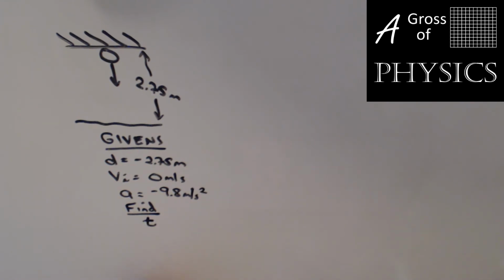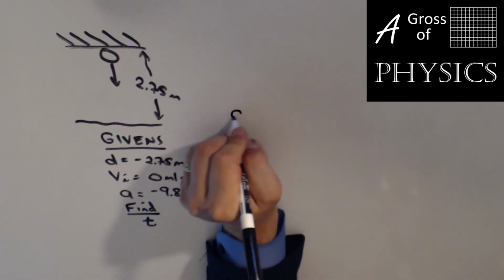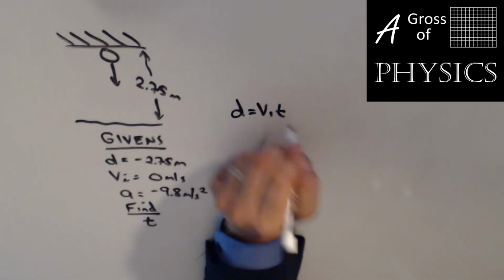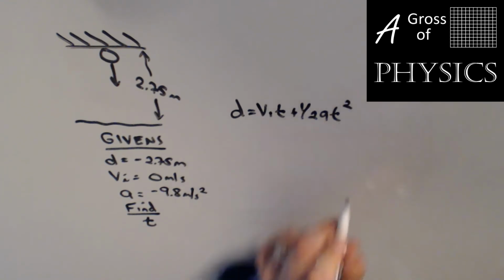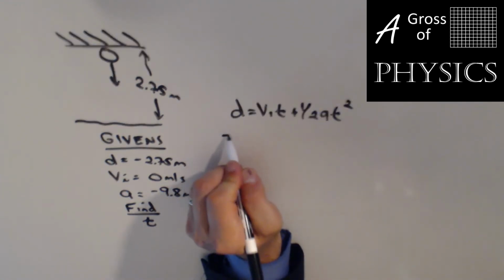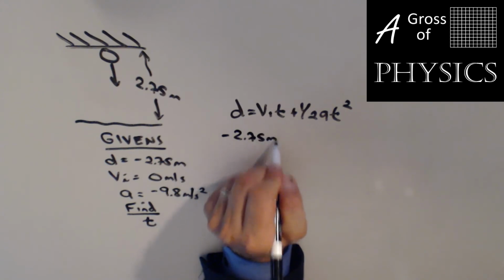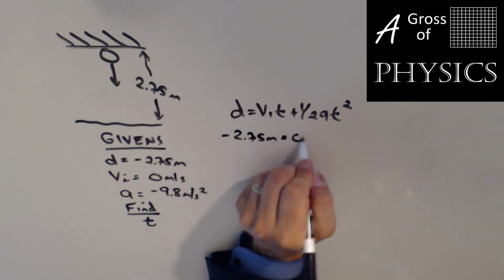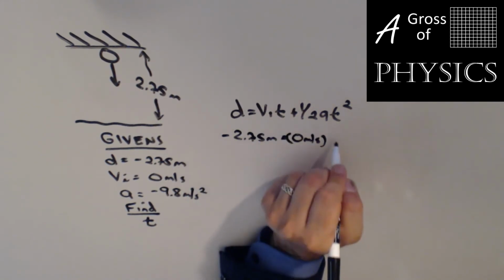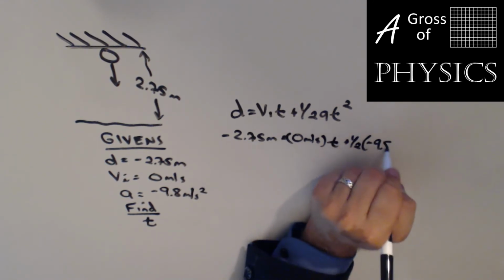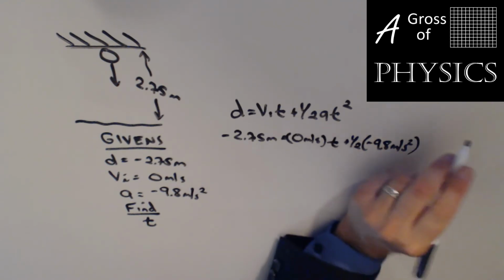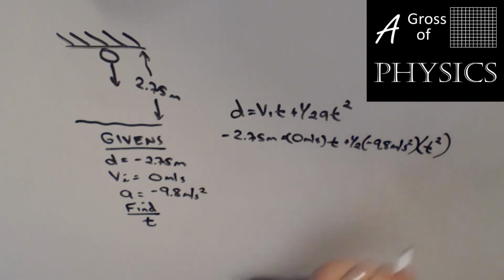So, when we plug the numbers into an equation, we need to first find which equation to use. And it looks to me like equation 4 is going to be our equation of choice for this problem. We know the d, negative 2.75 meters. We know that vi is 0 times t plus 1/2 negative 9.8 meters per second squared t squared.